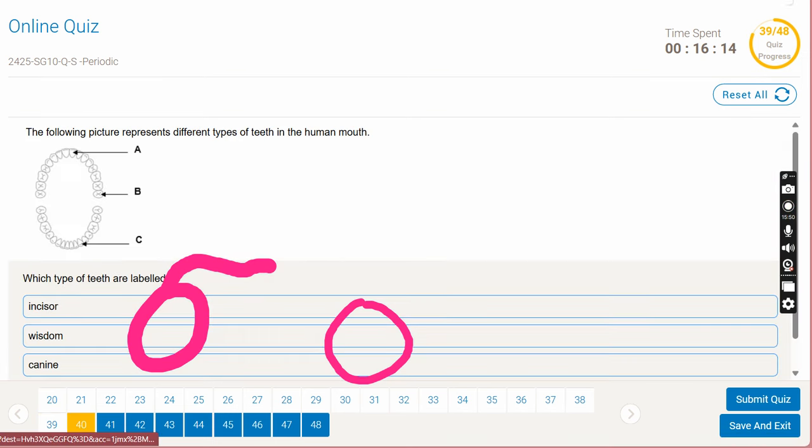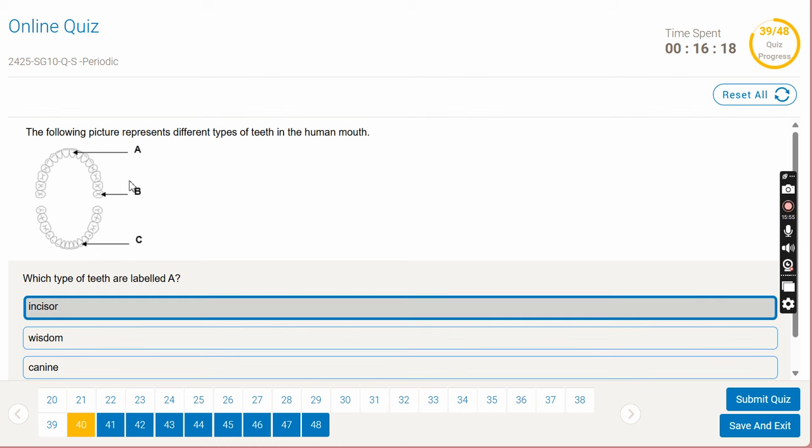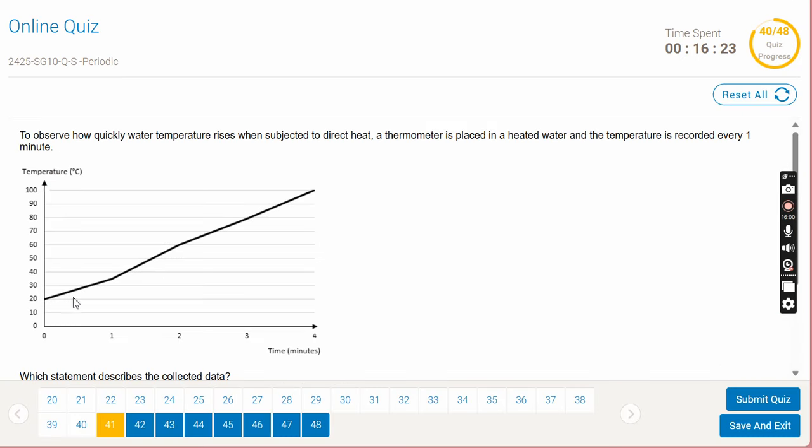Okay, next one. Here, what is the type labeled A? Those are your incisors. You just have to memorize the rest of them. You can do that.